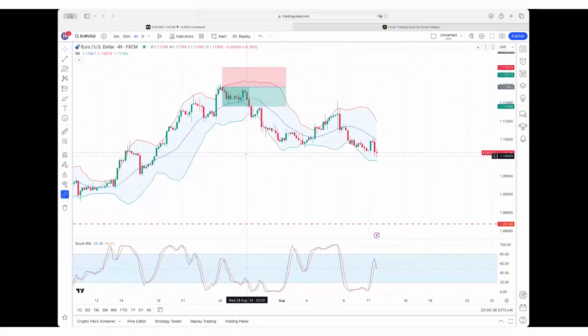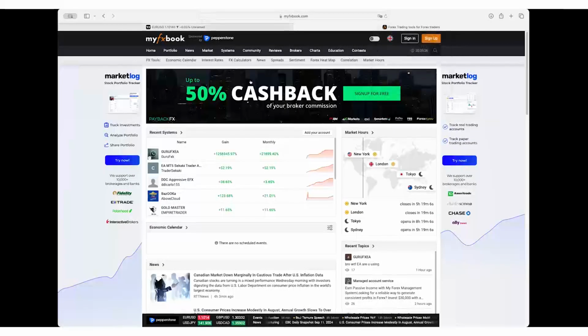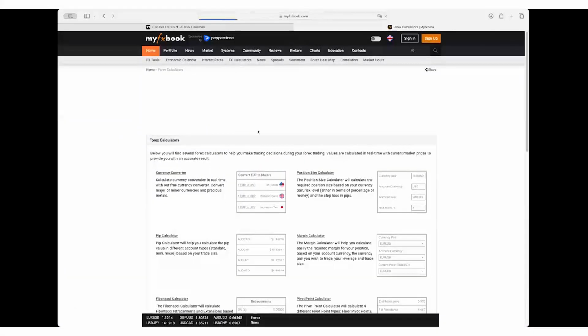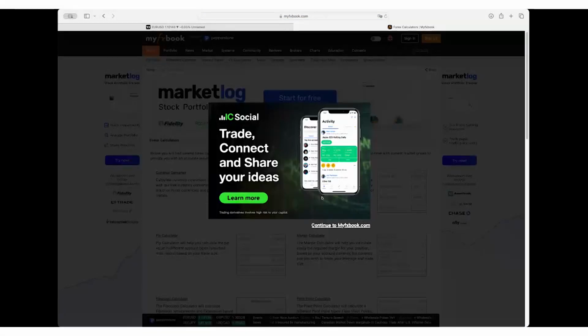I know for this position I have to open, my stop loss is 53 pips. There are so many websites that you can use. MyFXbook is the most famous one, and everyone knows about it. On this website, first of all, you go to myfxbook.com and choose FX Calculator. There is a position size calculator.